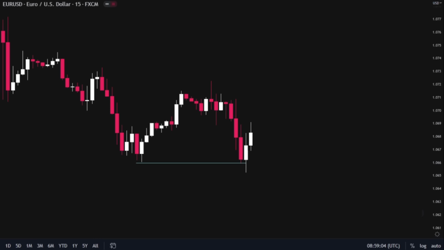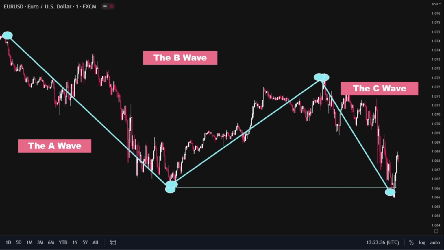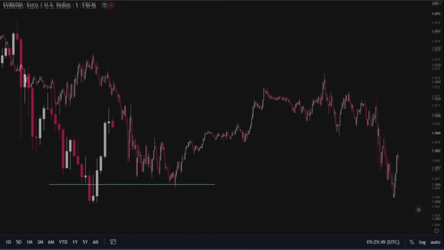So guys, we have identified the valid ABC pattern here. In the next step, we are going to zoom into the 1-minute time frame. So as you can see, we have the A wave, the B wave, and the C wave. Let's get into the current price area.